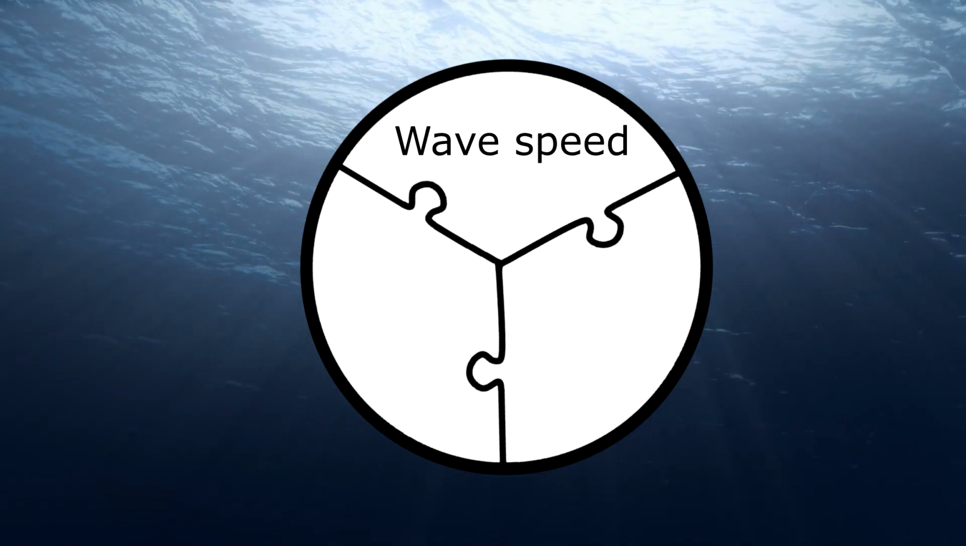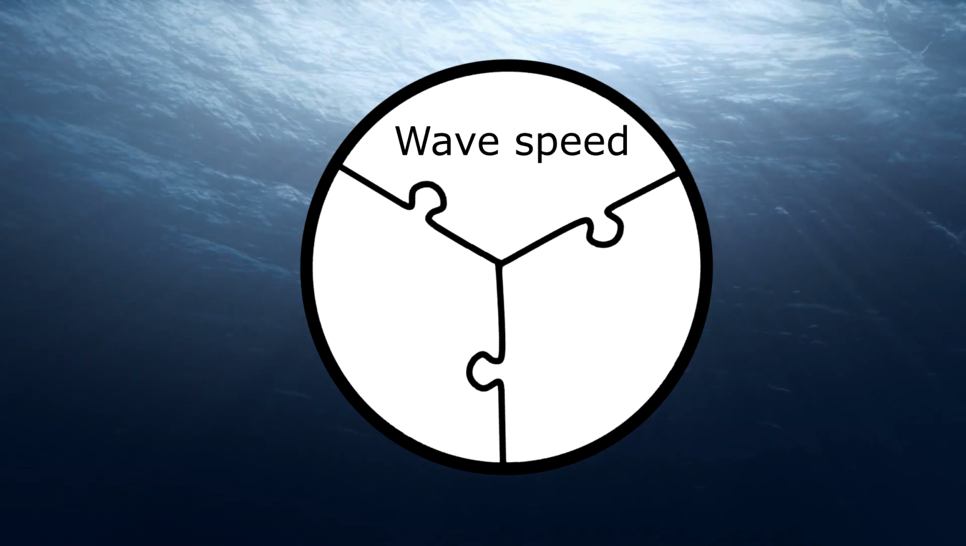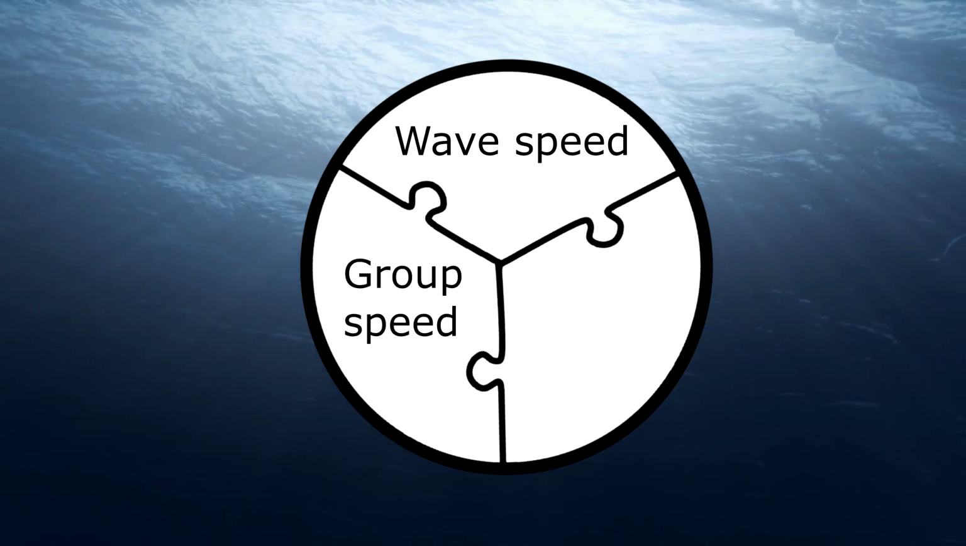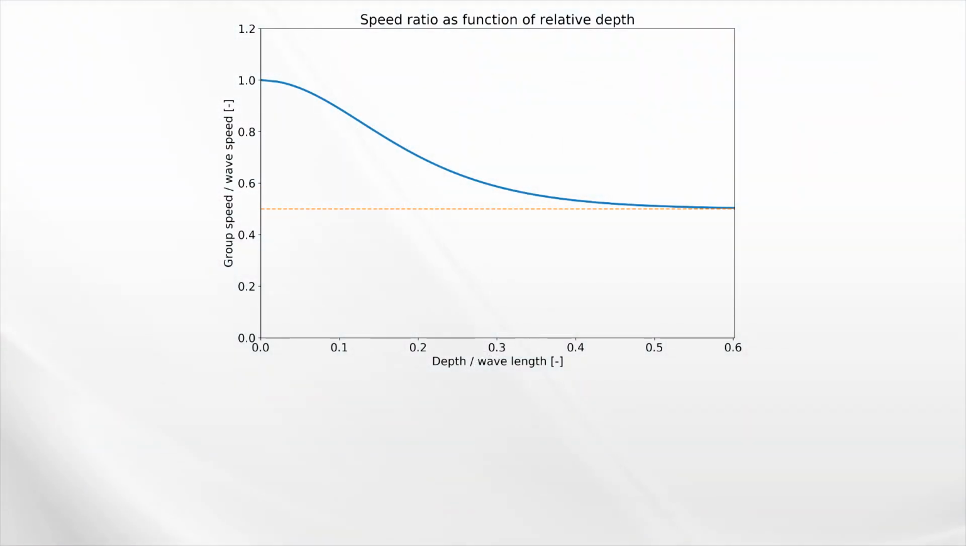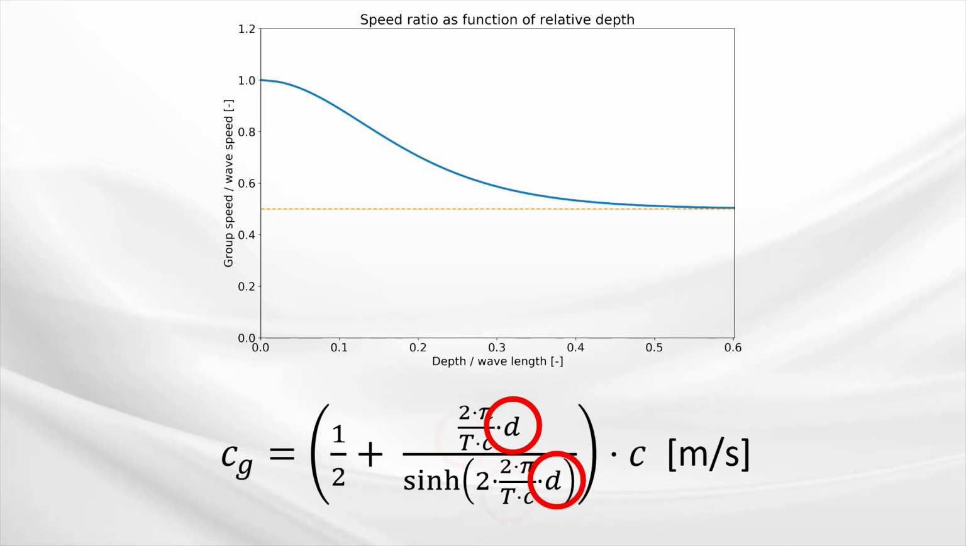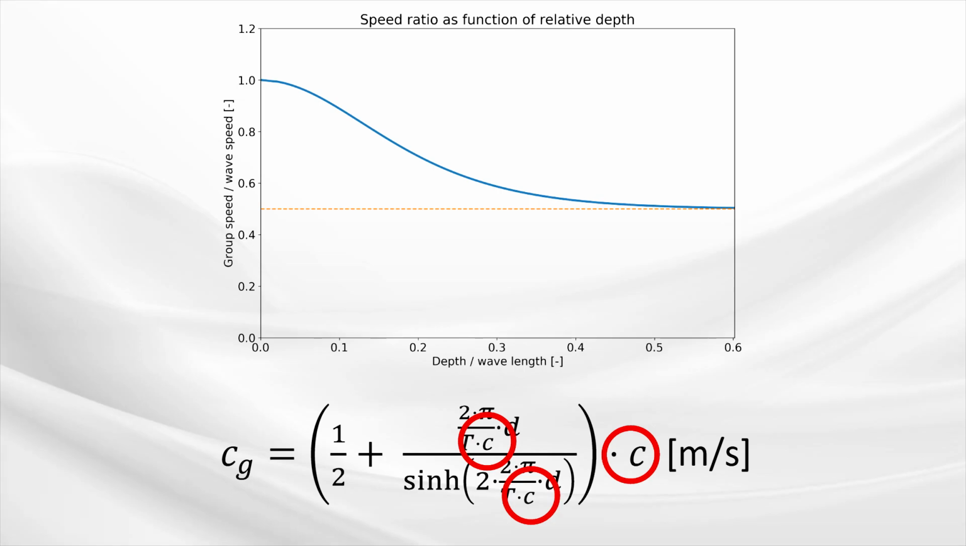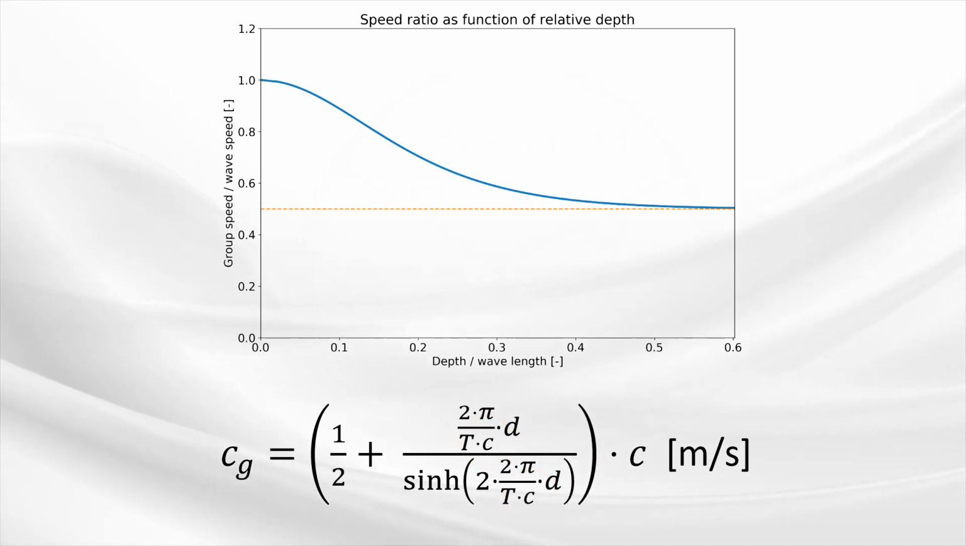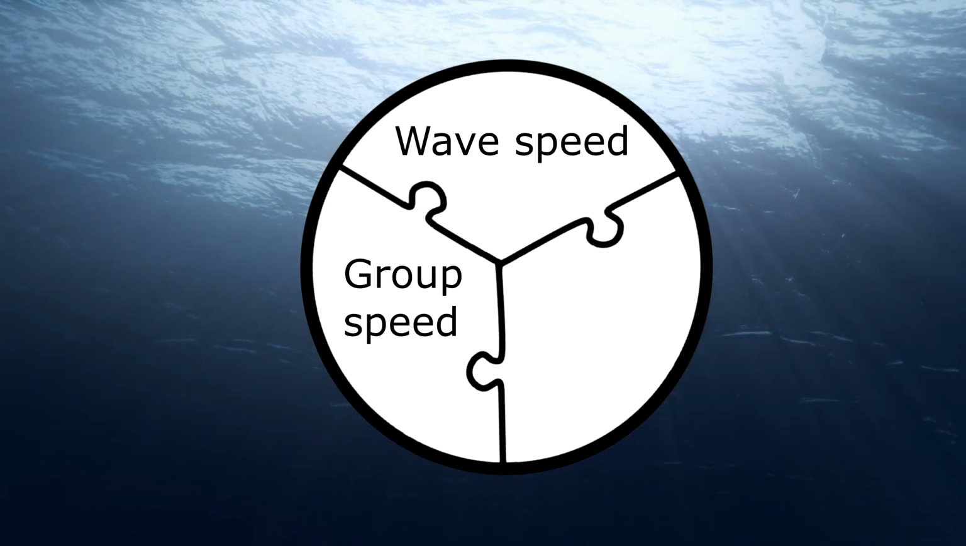The second piece has to do with the propagation speed of wave energy, the so-called group speed. This happens to be a convenient ratio of the wave speed, always being somewhere between 50% for relatively short waves and 100% for relatively long waves. Again, the equation looks very daunting at first sight, but when you look at it closely, it's only really a function of the local water depth, the wave period, and the wave speed, which we have defined a minute ago. So that is puzzle part number 2.